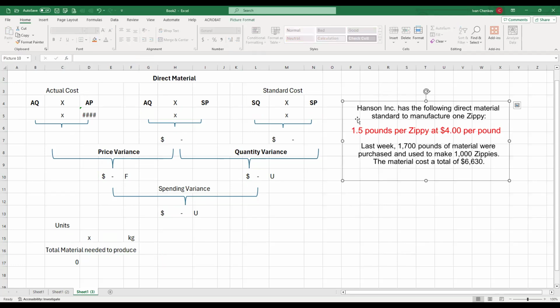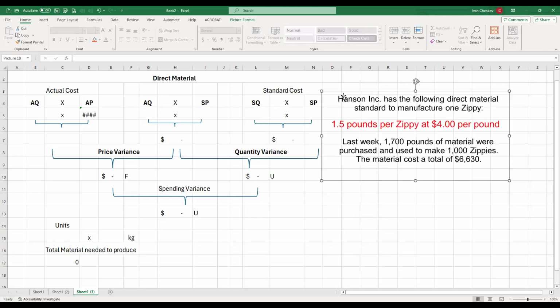All right, so this company has the following direct material standards to manufacture one product, one ZP: 1.5 pounds per one product at a cost of $4 per pound. So how much is our standard cost for the direct material? Again, how much is our standard cost per pound of direct material?